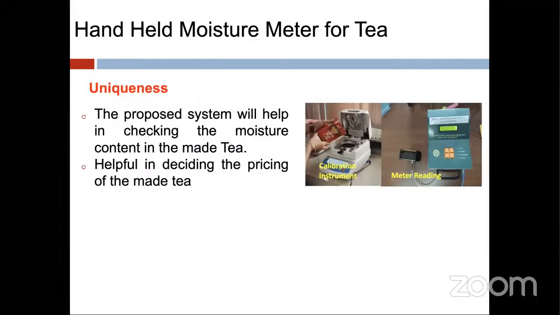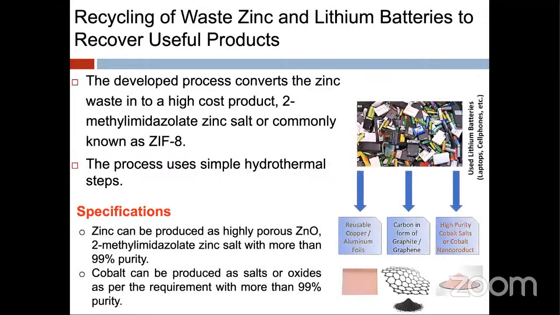Moisture, again, this is a moisture meter for tea. Again, tea quality depends upon the moisture, how much moisture is there. So quality is dependent on it. So this is again a handheld moisture meter for tea quality estimation.